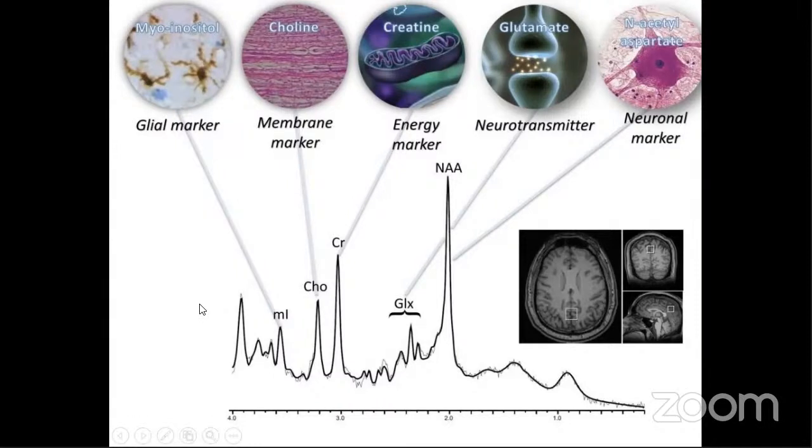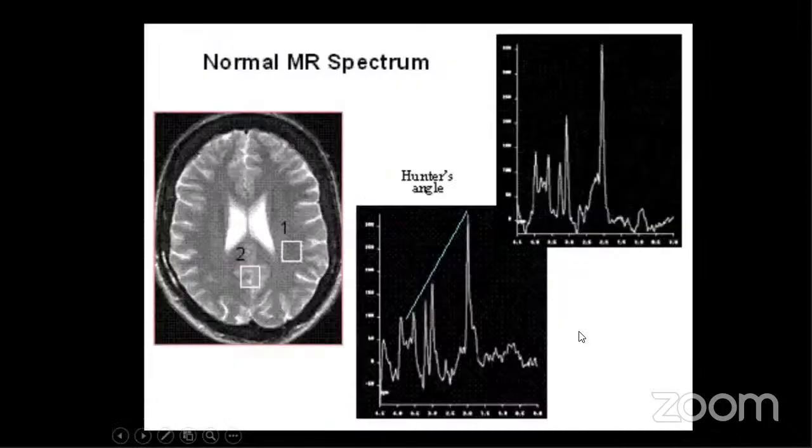The physics behind it is nothing but that various molecules will have their own spin of movement and will give out a little difference in signal. We catch that signal and plot these graphs, and based on that we interpret. This is the normal MR spectrum.